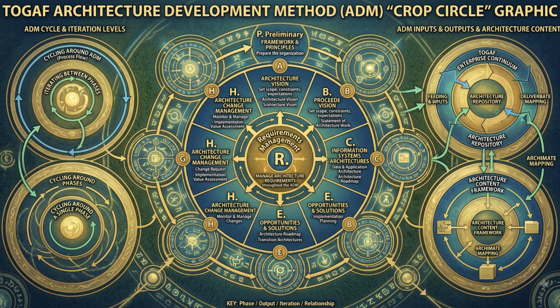To build for sustainability, we need more than just smart data scientists. We need a rigorous and repeatable process. Here, we need TOGAF and specifically its engine, the Architecture Development Method or ADM. Now you may think ADM is too clunky for agile AI, but that's exactly where you are wrong.